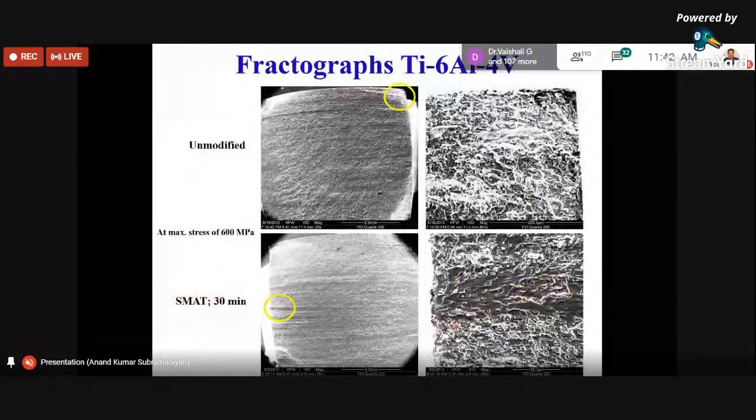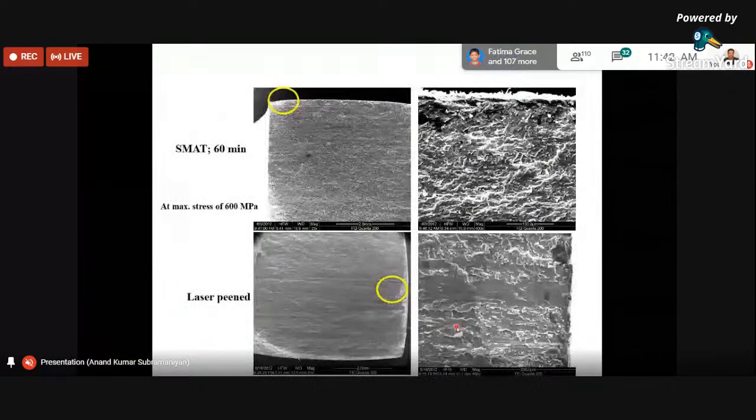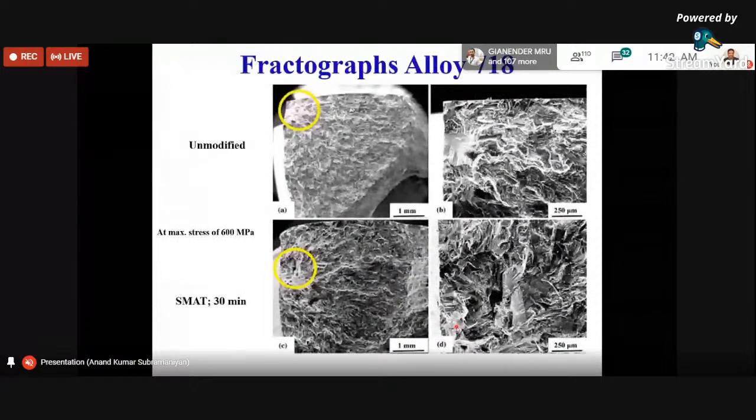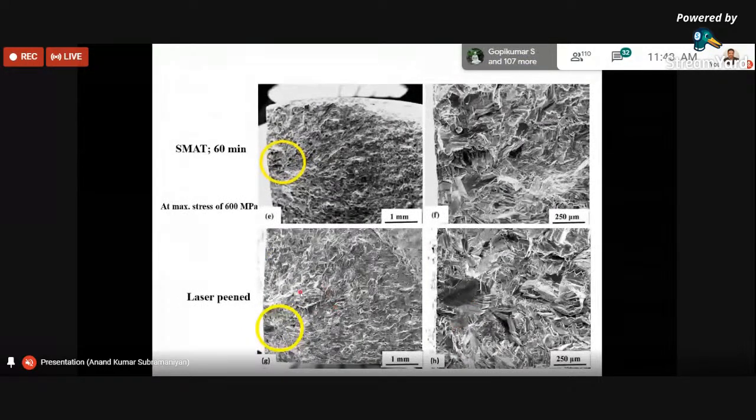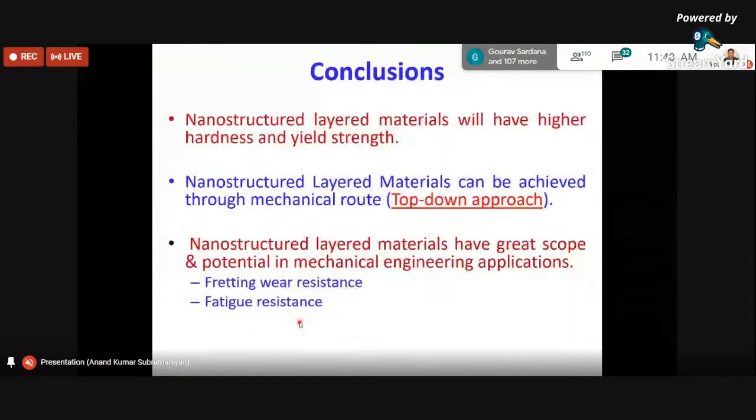And this is a quick fractograph, which is very common, where the crack locations are seen for different peened samples. For titanium alloy, this is one, and this is for Alloy 718, and you can see that in most cases the crack location is going to be subsurface, which is a typical characteristic.